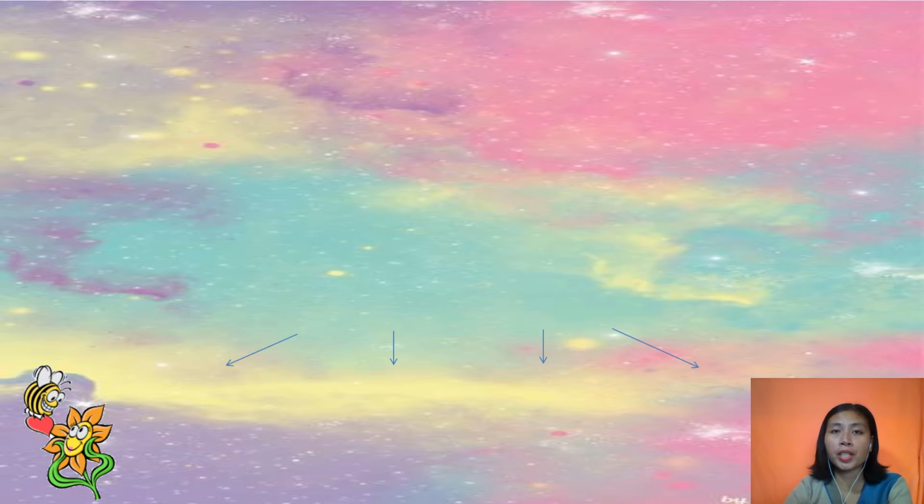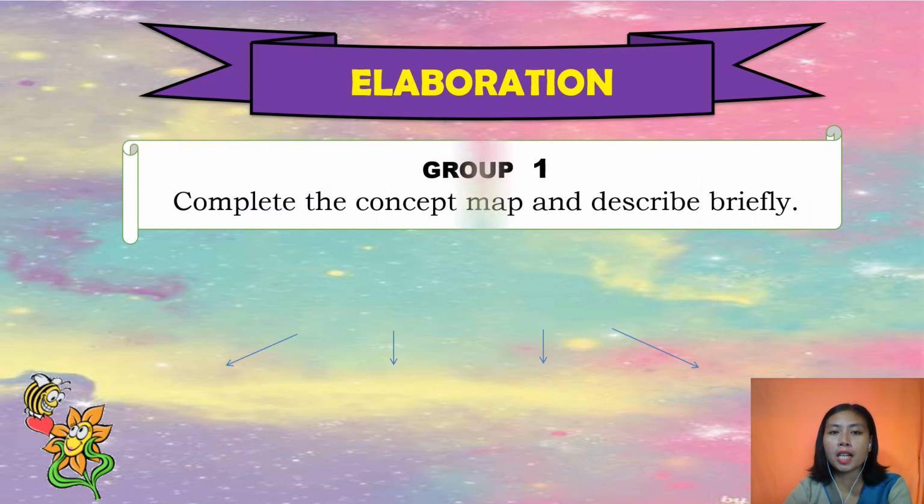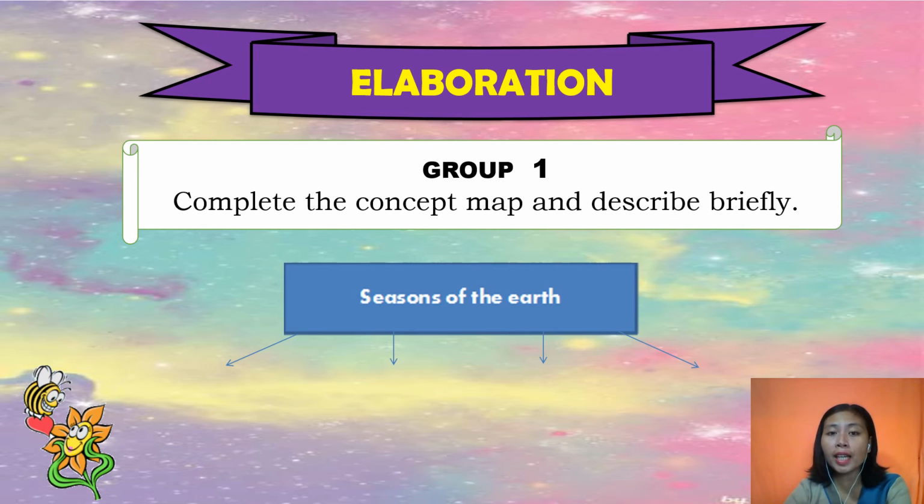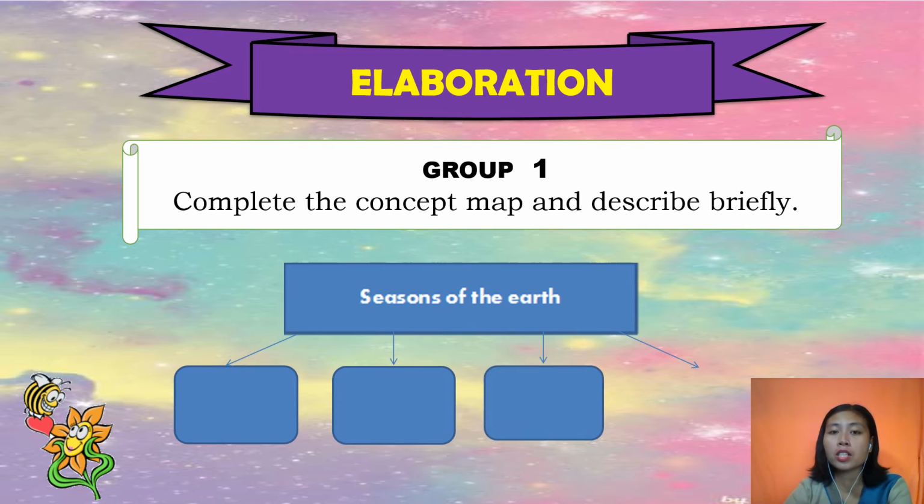I have here 3 activities. What you need to do is select what activity that you are suited to. Is it clear? For the first activity, if you would like to answer for group 1, then you are going to complete the concept map and describe briefly about the seasons of the Earth, those 4 seasons. Is it clear?